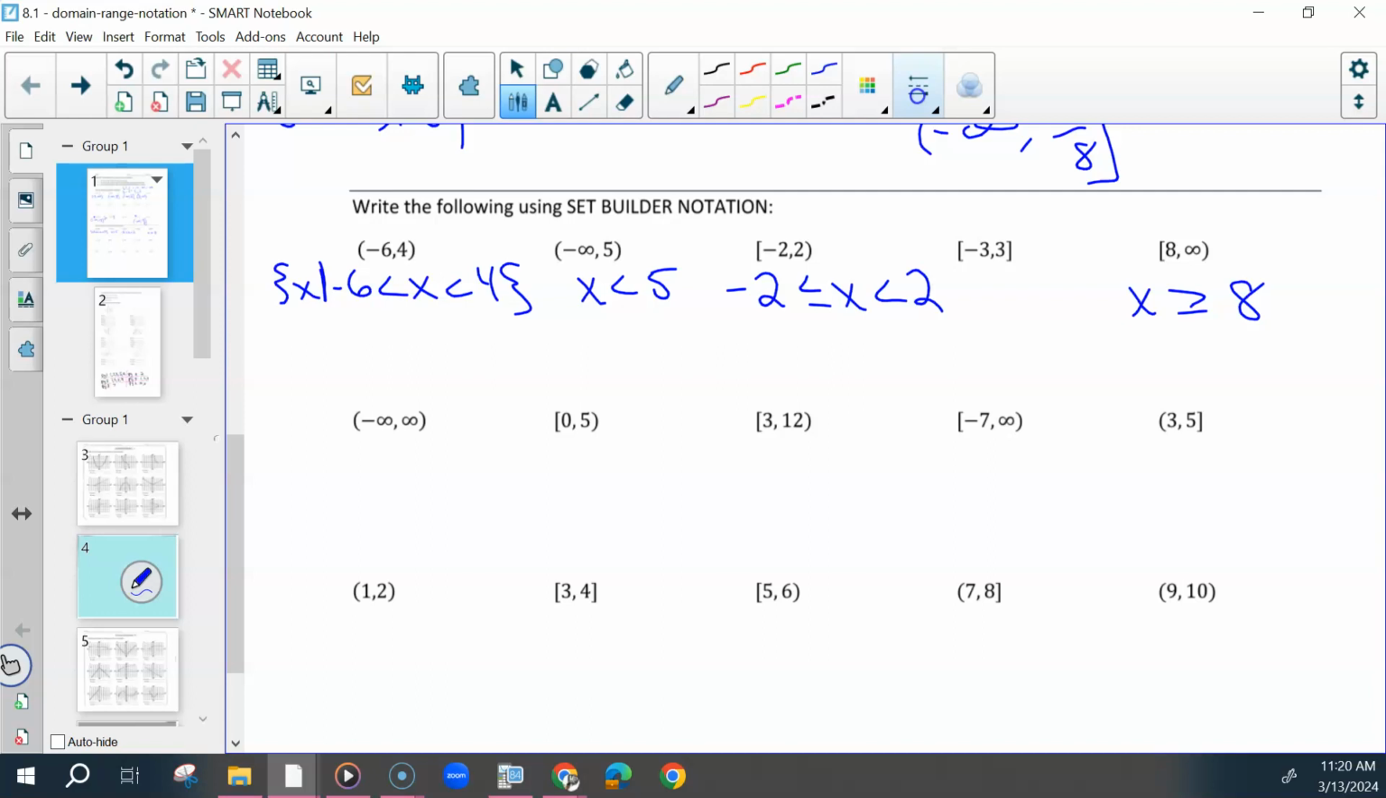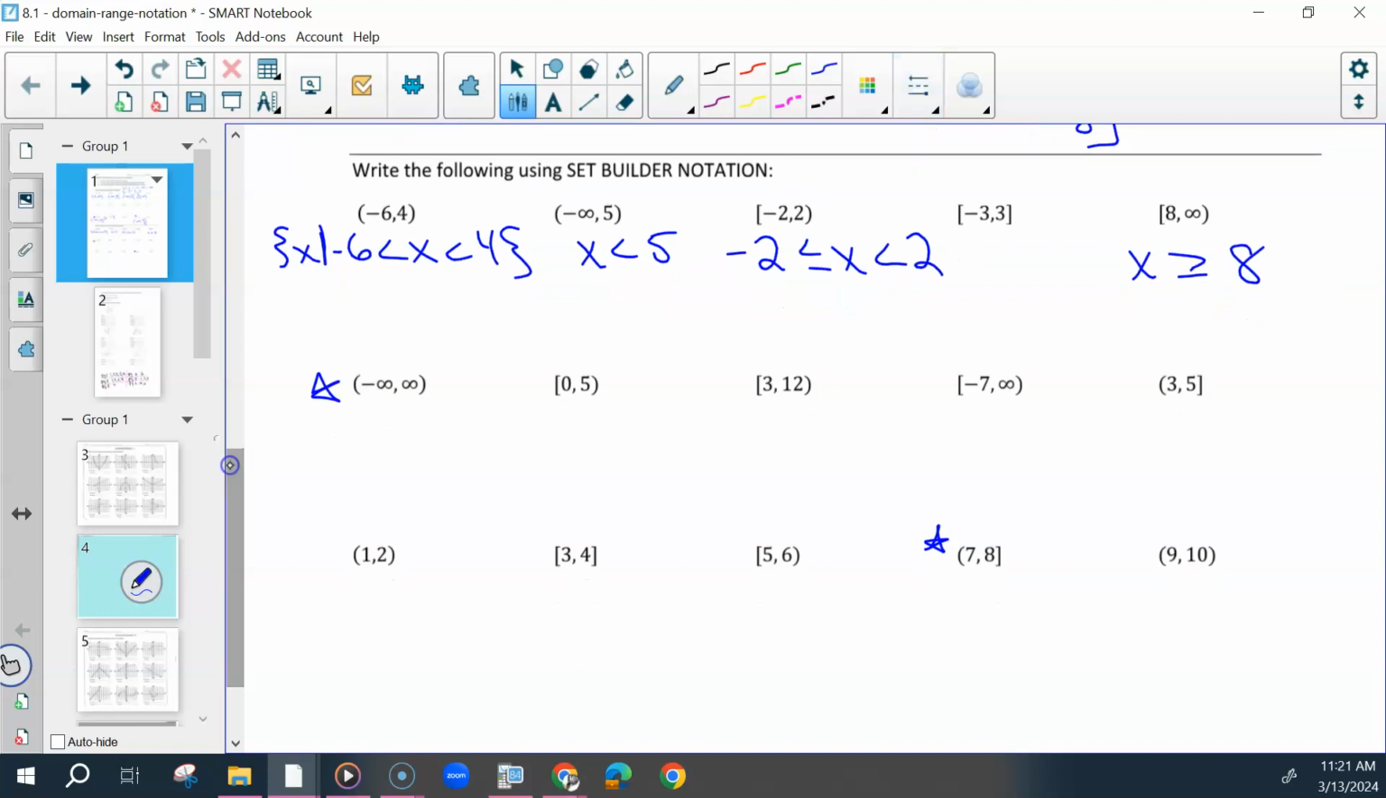Any others in this section we want to see you go over? Have questions about? Parentheses. Bracket. Okay. Any others? Okay. Alright, let's do the 2 infinities first.